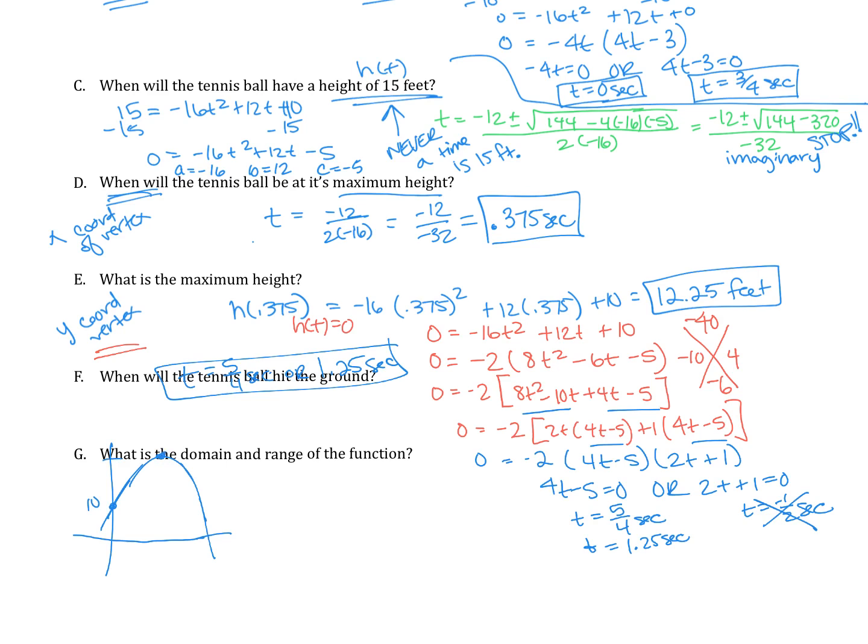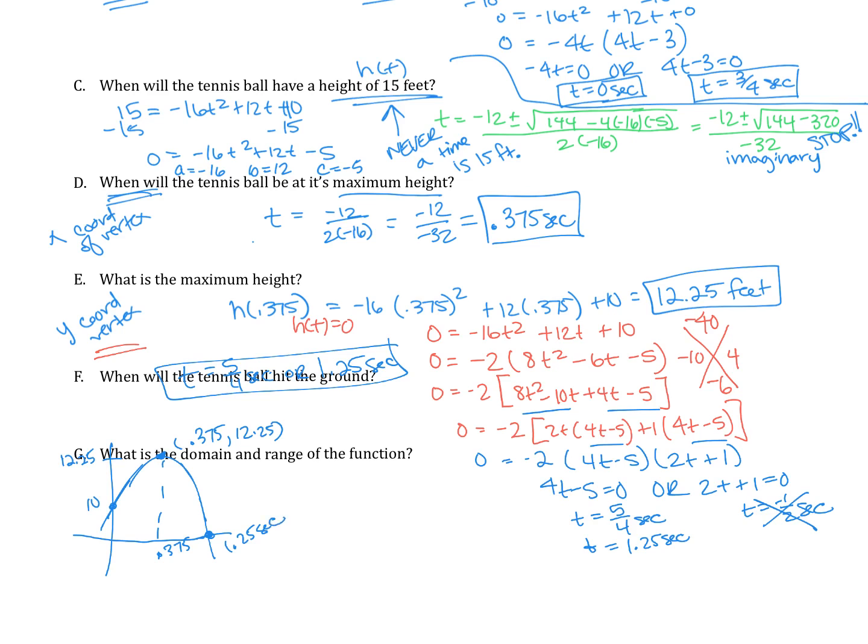The max height is at the vertex. I think we decided that was 12.25 feet. This is my vertex, and it occurred at 1.25 seconds. Oh no, that's when the ball hit the ground. Let me erase that. Looking back up at D, at 0.375 seconds, that's when I was at 12.25 feet. So this is 0.375 seconds. And then it hit the ground at 1.25 seconds.